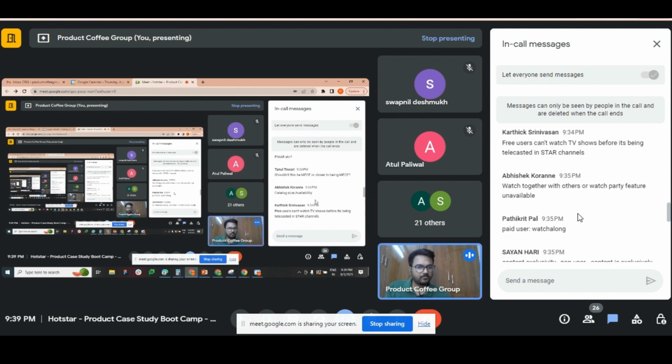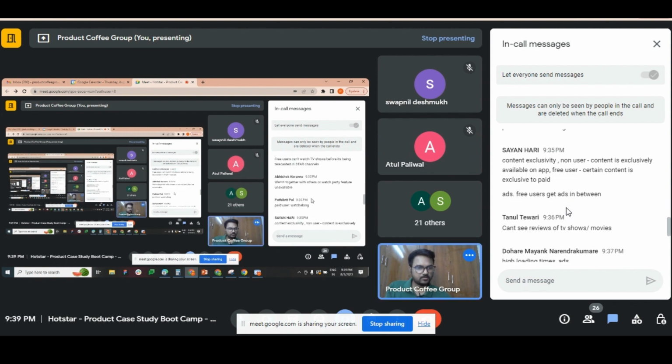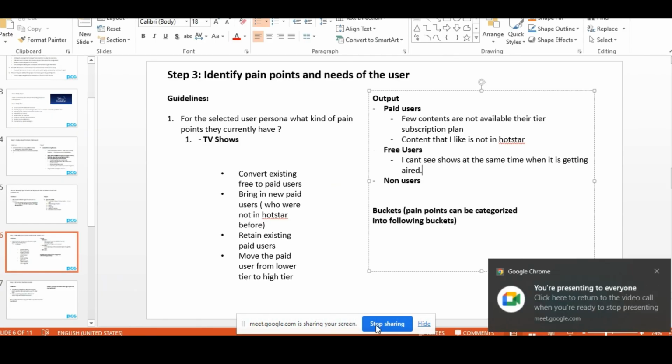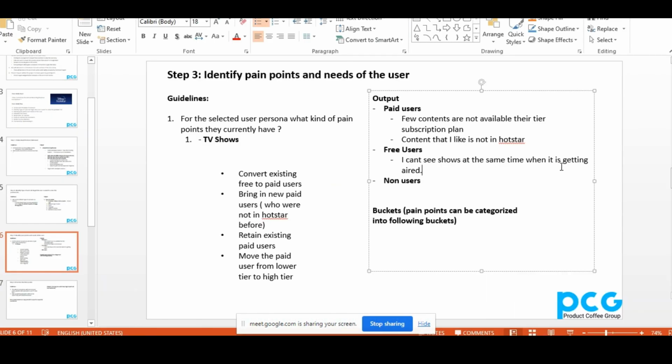That's a good point. I think many people have written their comments as well. What is content exclusivity? I think Cyan has pointed out that non-user content is exclusively available on the app. I would like to add one more point. When you sit with the family and go for a TV show, we are not aware whether it is a family friendly show or not. So if we are getting that much review, that will be helpful.